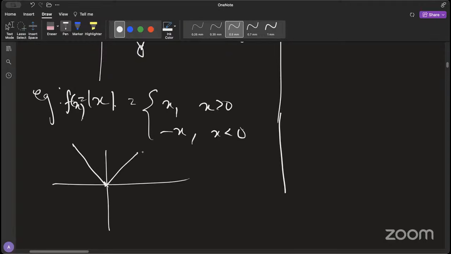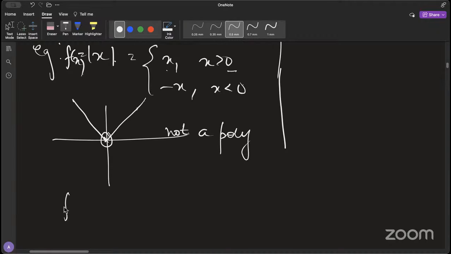Now, what about this sharp corner? This is the sharp corner, and that's why it's not a polynomial. And you don't need the graph to know that this is not a polynomial. You should know that this isn't a polynomial. Why? x is a polynomial, minus x is a polynomial. But if you take different branches here, then it's not a polynomial, right? You're saying for some part of x it's this, for some part of x it's this. This is not a polynomial.